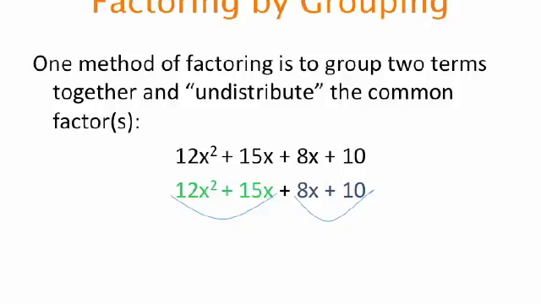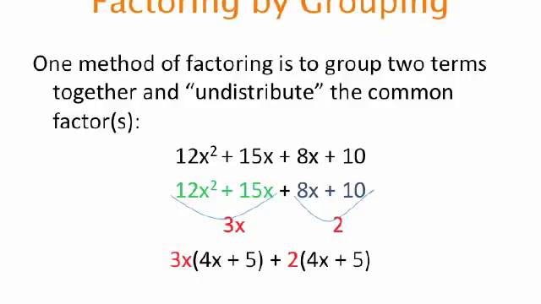We'll look at the first 2 terms and decide what the greatest common factor is. To me, it looks like it's a 3 and an x. And then we'll group 8x plus 10 together and look for the greatest common factor, which is a 2. Now we'll undistribute the 3x from the first 2 terms and the 2 from the second 2 terms.